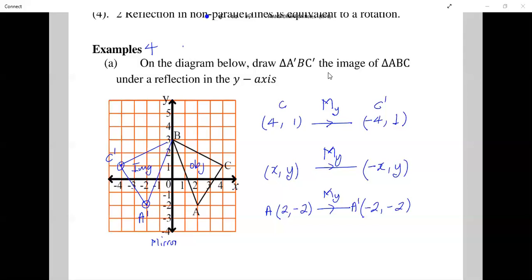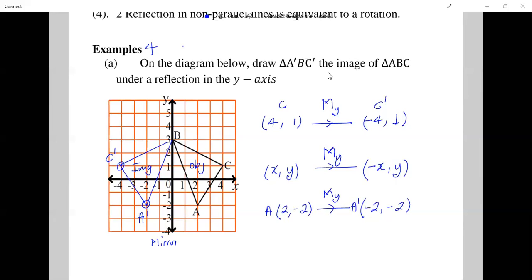What do I want you to notice? Whenever you reflect something in the y-axis, the sign of the x-coordinate changes, but the y-coordinate remains the same. All right? Now I want everybody to do the same. I'm assuming that by now most of you would have done this already. You would have drawn your image, which is what? A prime, B, C prime. You'll notice that B is on the mirror line, therefore it is both object and image.